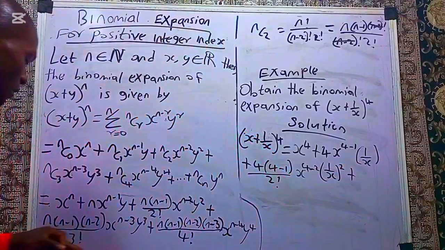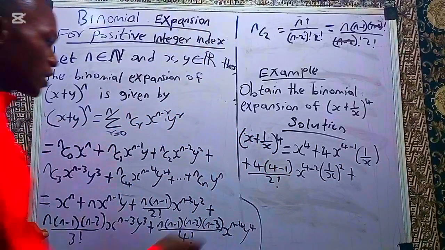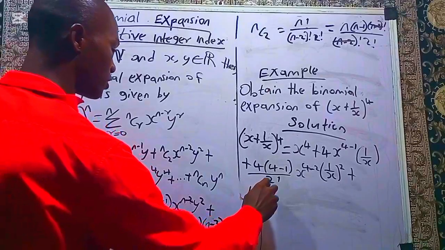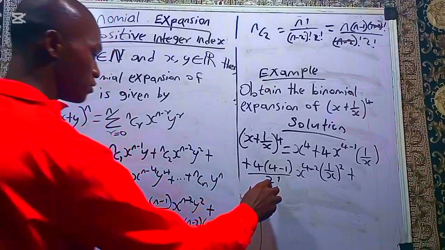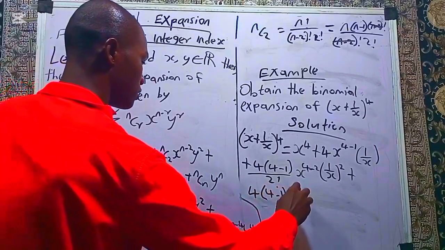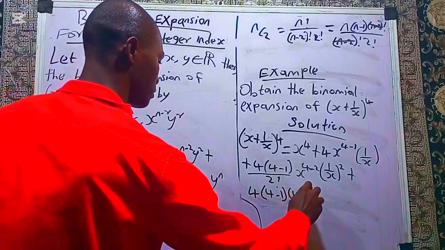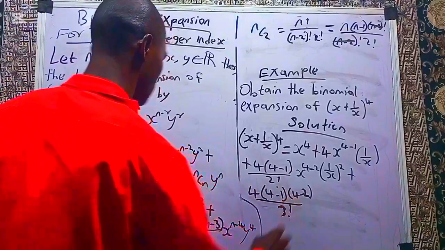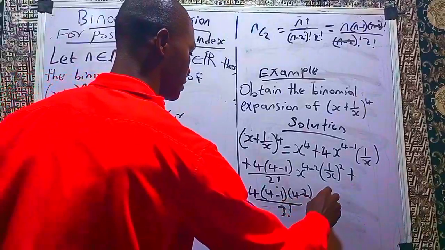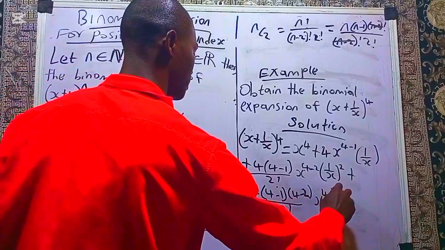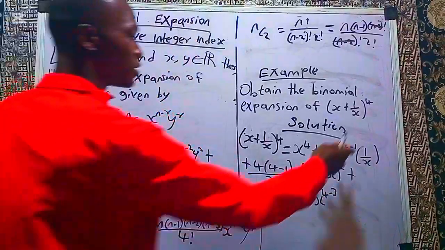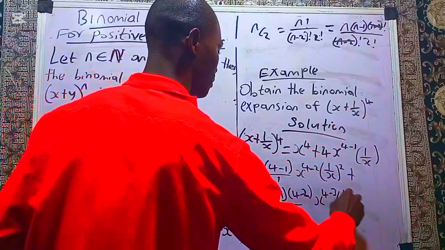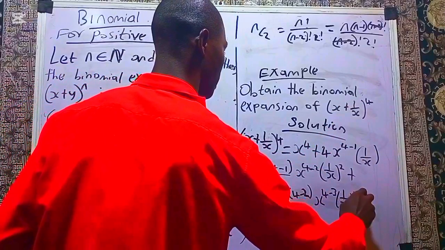Plus, the next one is this formula: 4 into 4 minus 1, 4 minus 2, over 3 factorial. Then x raised to power 4 minus 3. Then y is the second thing, 1 over x raised to power 3.